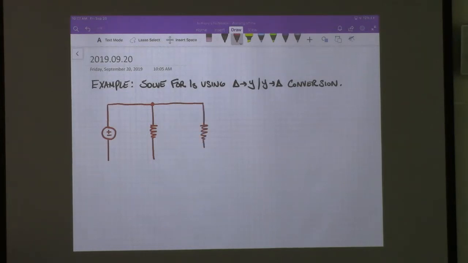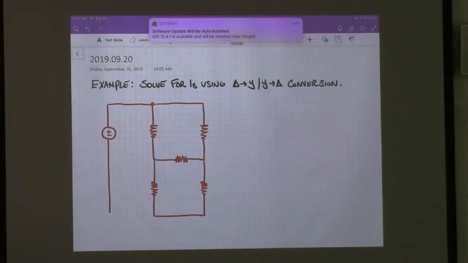And one thing about this circuit is that the delta and the y are sometimes going to be presented to you in a form that's not really going to look like a delta or a y, meaning that it's not going to have a nice triangular shape. So sometimes you have to dig it out. All right.